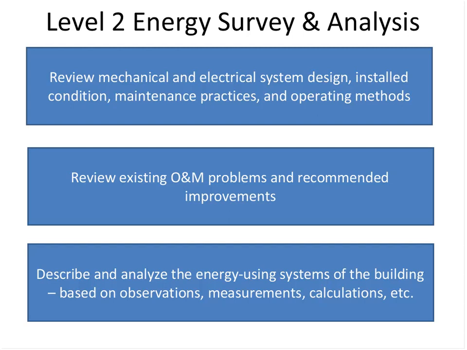So the next step is what we call a level 2 survey. You want to review the mechanical and electrical system design, the installed condition, any maintenance practices, any operating methods. This is a fairly thorough discussion with the building operators. Review any problems that they've come up with, and they'll tell you if there are issues in the building, and then recommend improvements to these systems. And then describe and analyze any energy using system in the building based on your observations, measurements, and calculations, and the measurements you've done on hand. So level 2 is a little more in depth. You may need to do some measuring, some metering, that type of thing in that process.